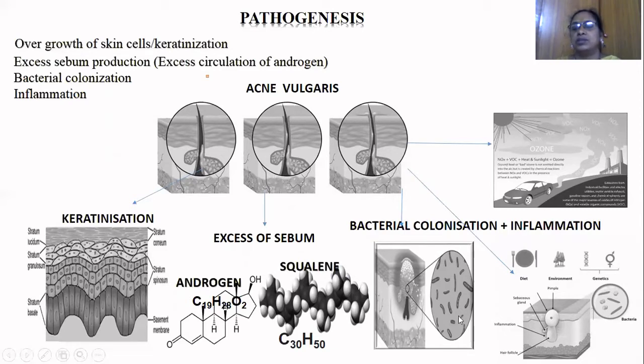The bacterial colonization: the Propionibacterium bacteria, which live in the absence of oxygen, produce a protein called inflammasome, which activates more and more inflammatory molecules called the cytokines, IL-1 alpha, IL-6, and IL-8, which cause the acne and also the inflammation.